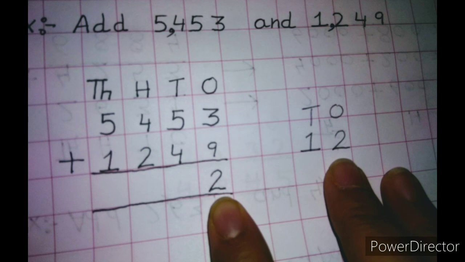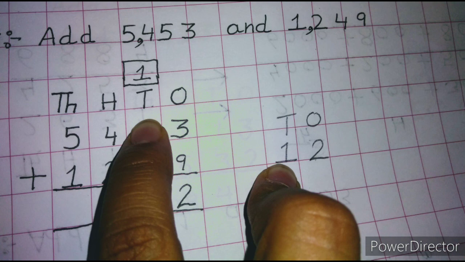So 3 in my mind and 9 fingers up. We will count after 3: 4, 5, 6, 7, 8, 9, 10, 11, 12. Now 12 becomes a 2-digit number. So 2 is in the ones place and 1 is in the tens place. So we will put 1 as carry and 2 we will write under 1.